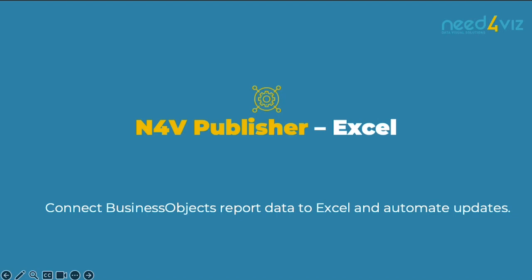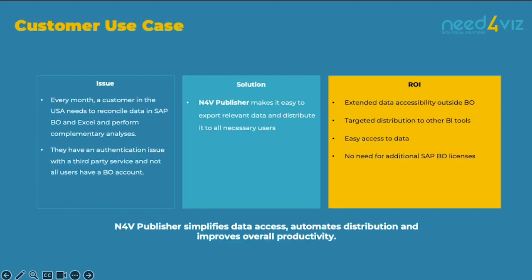So N4V Publisher, let's begin with N4V Publisher in Excel. So basically here you're able to connect business objects report data to Excel and modify and automate those updates. I want to share with you a real customer use case. This is a customer every month in the US needs to reconcile data in SAP Business Objects and Excel and perform complementary analysis. How would you do that?